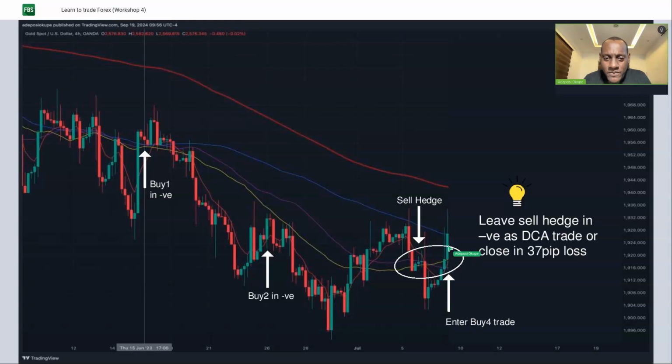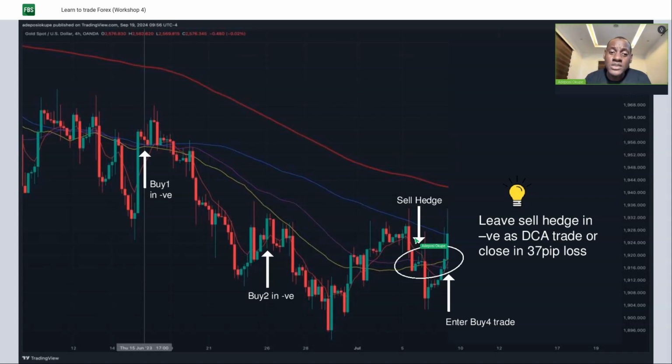At this point, the second candle opened above the ATMA, but my sell hedge was negative. Are you seeing it? So what will I do? If I close the sell hedge, it will be a negative trade, a 37 pip loss. I can decide to take that loss since I've made 300 and something pips up till now. It's trade management. That's why I told you sometimes I'm like, make a dash. I don't want to carry that extra burden.